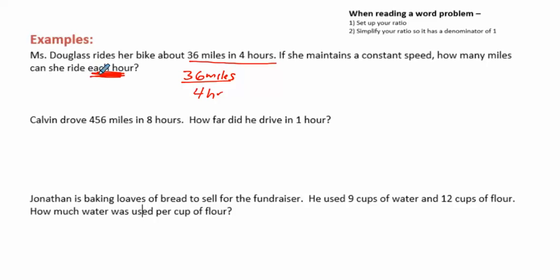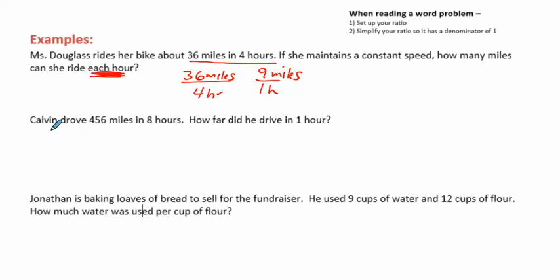If she maintains a constant speed, how many miles would she ride each hour? So each hour means hours needs to be on bottom. Make sure you've set that up correctly. All right, so now you just simply divide. 36 divided by 4 gives me 9 miles per hour. Pretty good, 9 miles per hour.